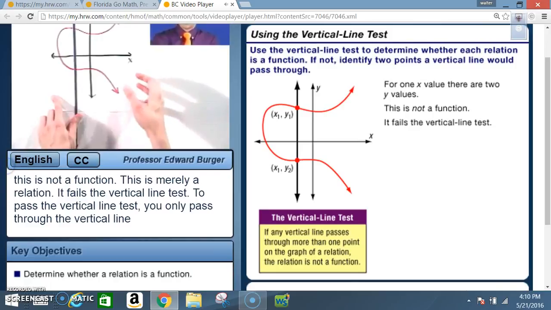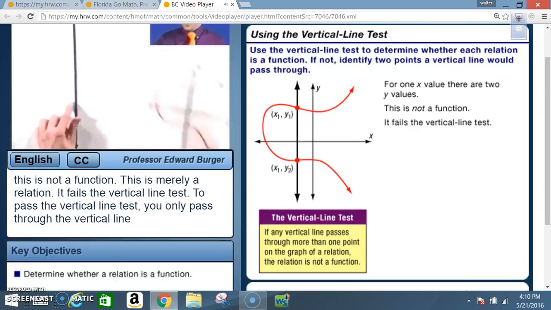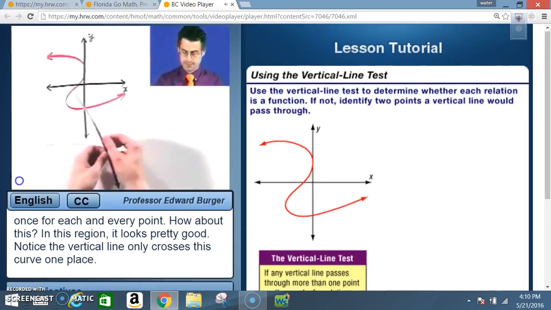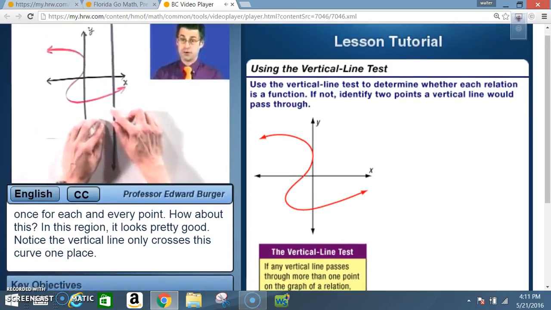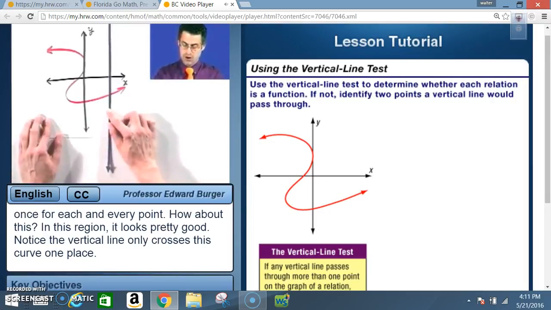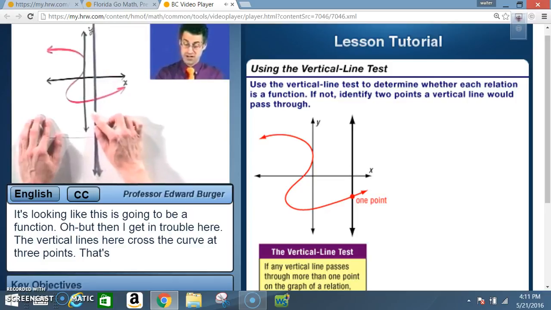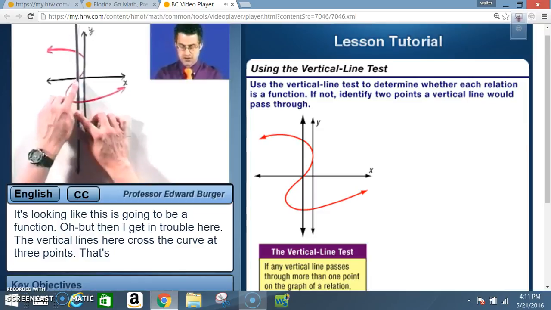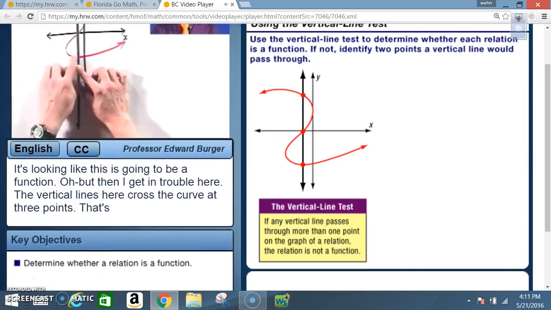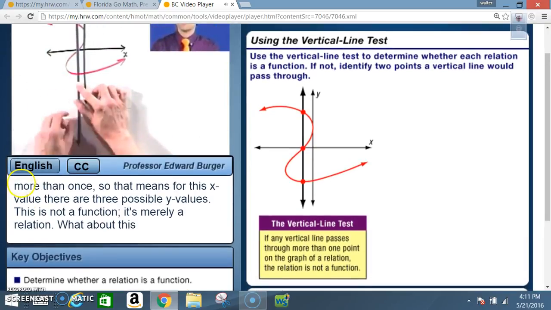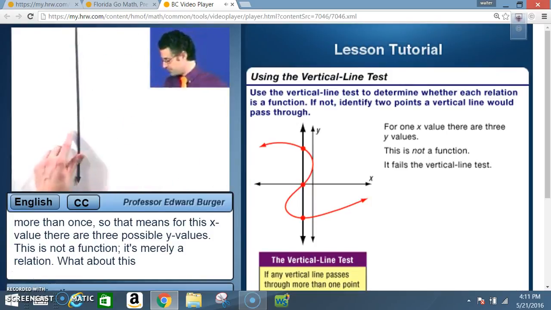To pass the vertical line test, you only pass through the vertical line once for each and every point. How about this? In this region, it looks pretty good. Notice the vertical line only crosses this curve at one place, so it's looking like maybe this is going to be a function. But then I get in trouble here because the vertical lines here cross the curve at 3 points. That's more than once, so for this x value, there are 3 possible y values. This is not a function, it's merely a relation.